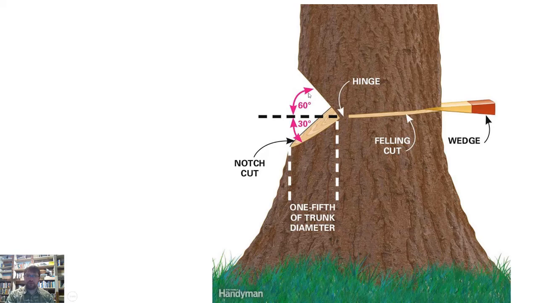You have a face side of the tree. Okay, the face side of the tree is the side of the tree that's going to hit the ground first or is facing the direction you want the tree to go. Okay? If it's a straight tree, then you can pick really any side of the tree to make it face. Just depends on what direction you want the tree to fall. That's the face side.